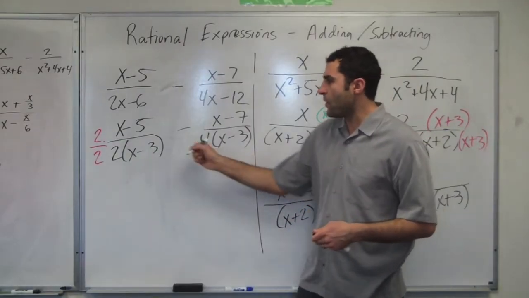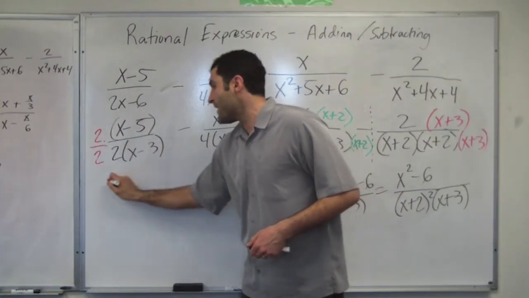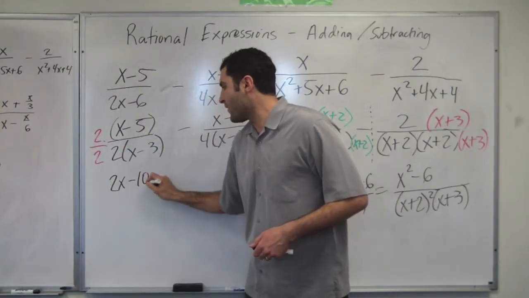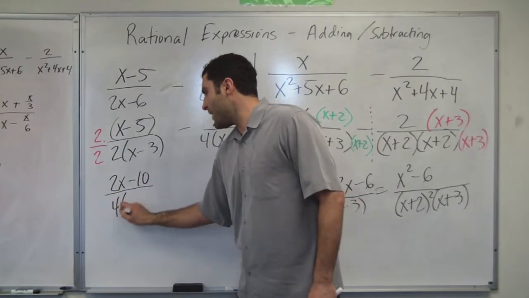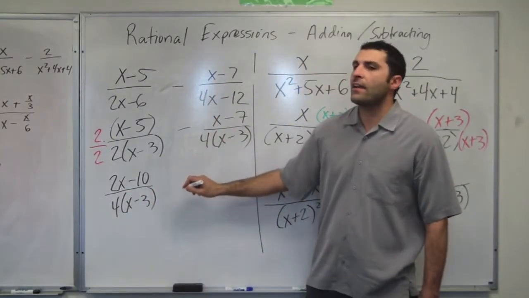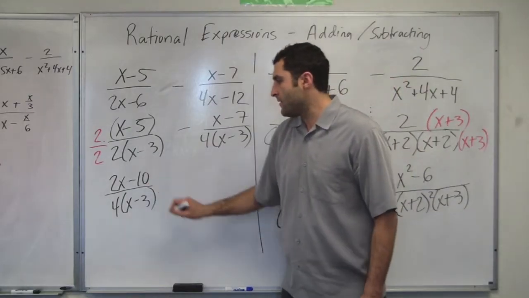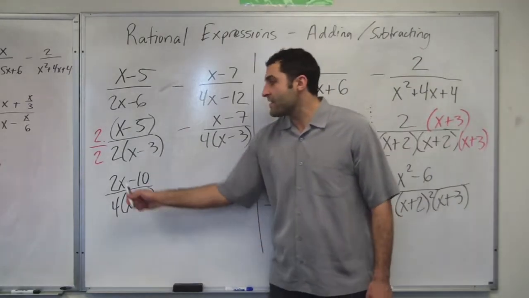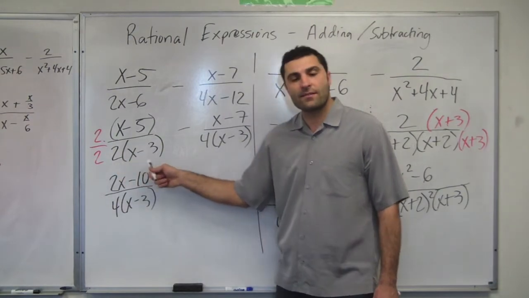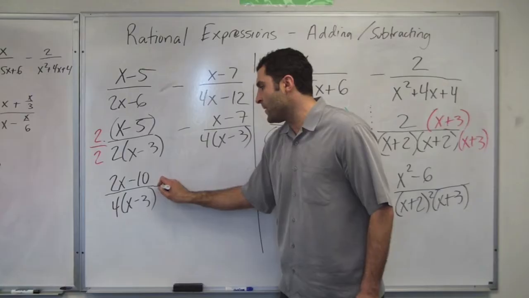Okay. So what does this become? 2x minus 10 over 4 times x minus 3. Now, can I combine the numerators? Why did you multiply by 2? Because this will now become 4 times x minus 3, which is our target. And then I'm going to combine the numerators.